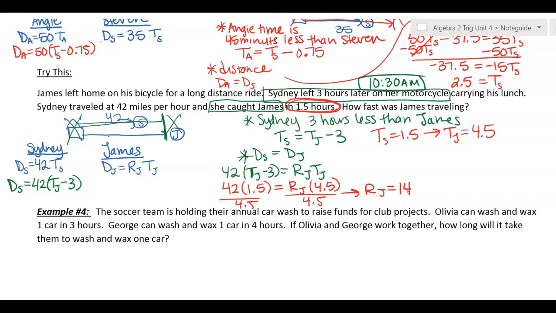And then I want to look back and see if that answers whatever it is they're asking me. The question was, how fast was James traveling? So that does answer the question they asked. He must have been traveling at 14 miles per hour.